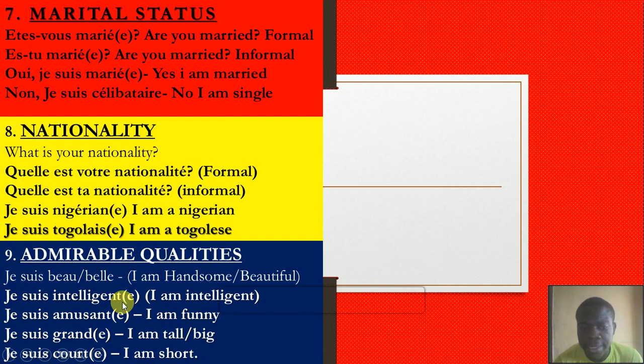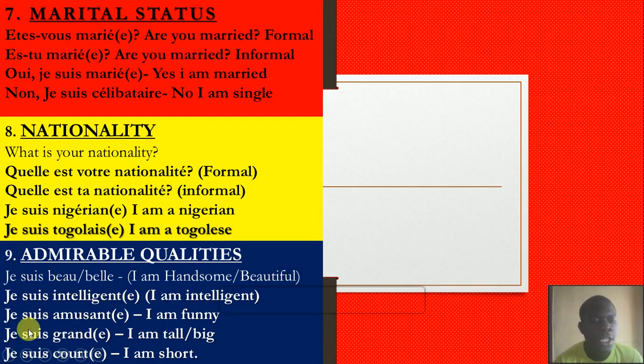Or for a girl, I am intelligent? A girl will now say je suis intelligente. The T will be pronounced. Je suis intelligente. Now the next one, whenever I say I am funny, how do you say that?